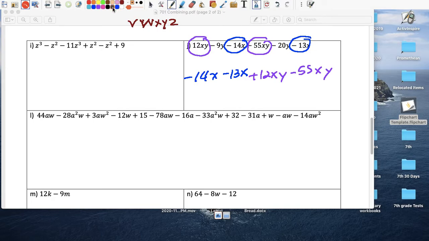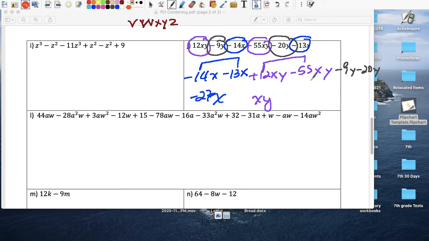And lastly, we do minus 9y minus 20y. I'm reading them correctly. Now combine the like terms. So first of all, x, it's something x, right? So negative 14 and negative 13 is negative 27. The middle terms will be something xy, and we do positive 12 minus 55, which is negative 43. And in whatever color that is, brown, it can be something y, right? And then that's negative 9 and negative 20, and that gives you negative 29.